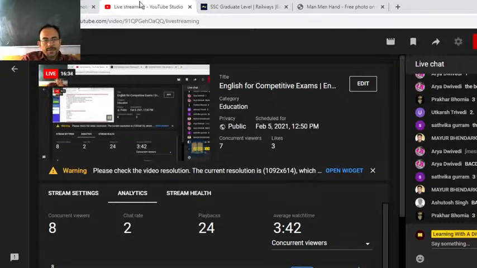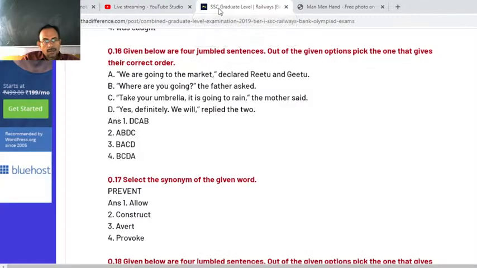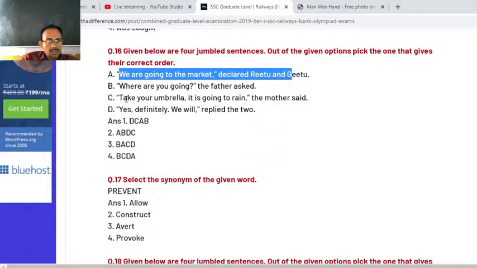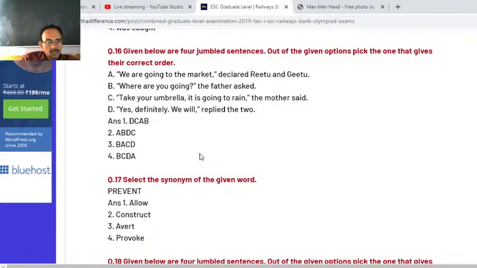Procor said 3, BSCD. Where are you going? The father asked. We are going to the market. Very good. Then take your umbrella. C and then D. Yes, very good. BSCD is the correct option.